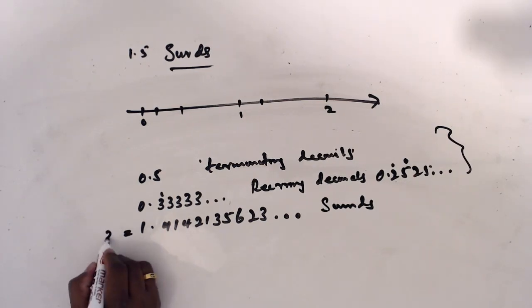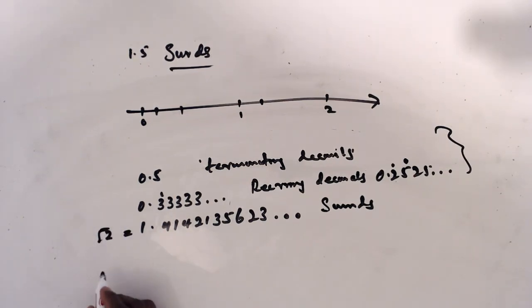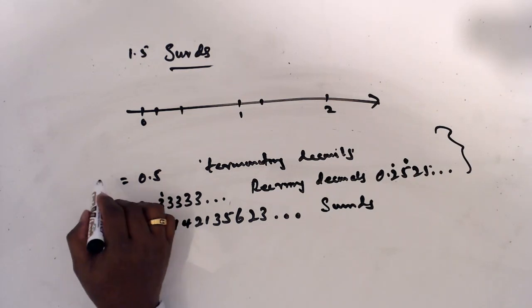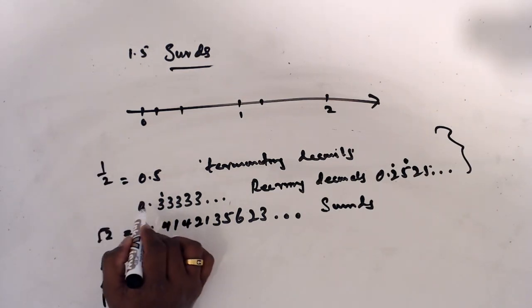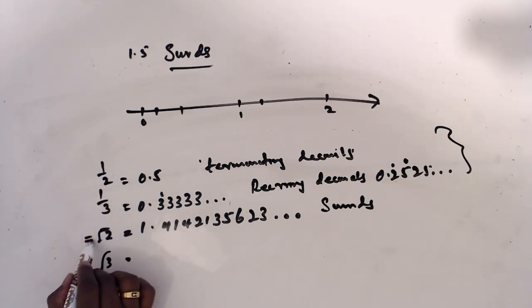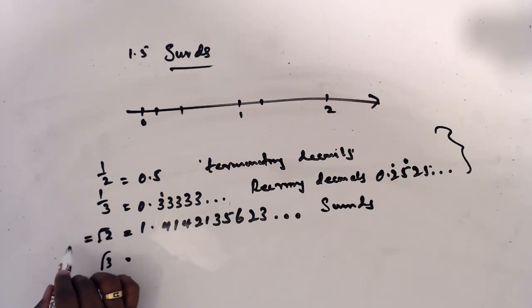This is actually square root 2. Some other surds are square root 3, square root 5, square root 7. You can't find a decimal pattern in those numbers. And this is where we can introduce rational and irrational. This 0.5 I can write as a half. This 0.33 I can write as 1 over 3. But unfortunately this square root 2 we can't write as a fraction.